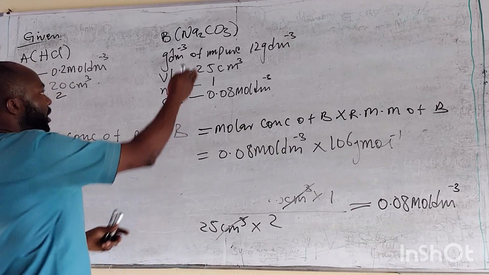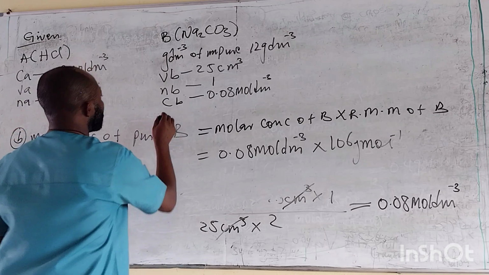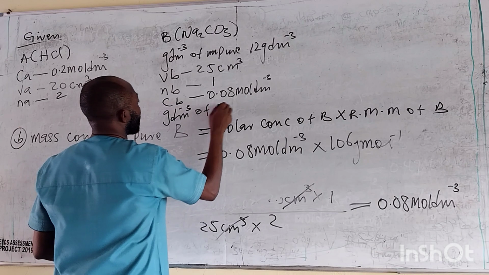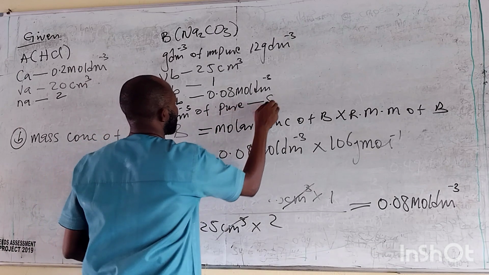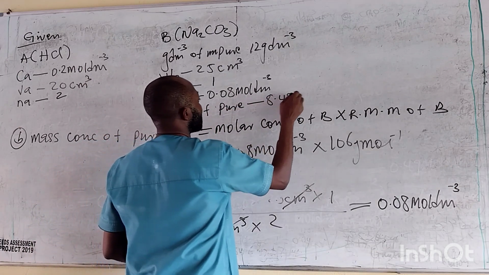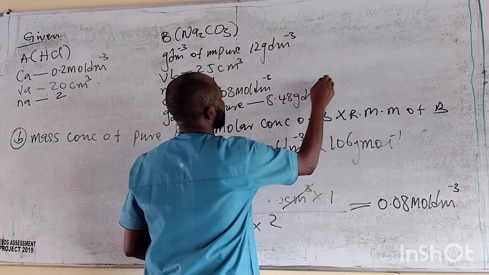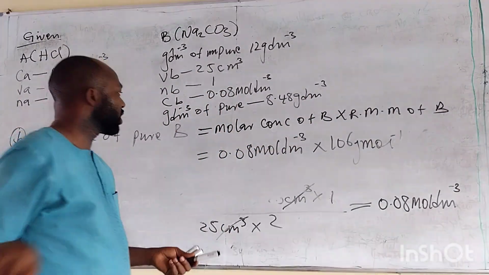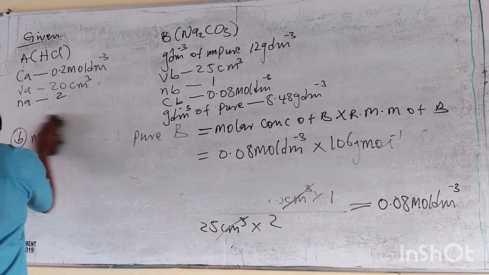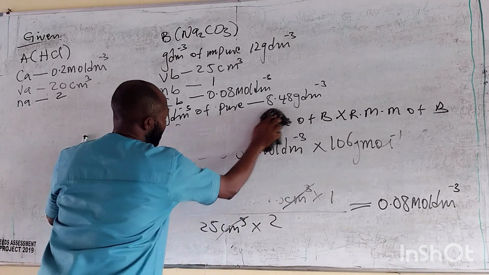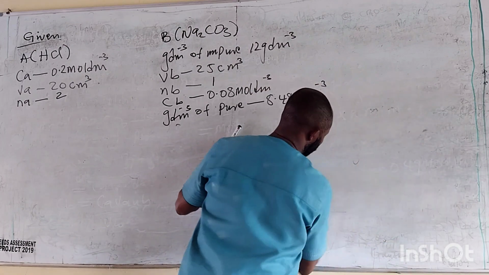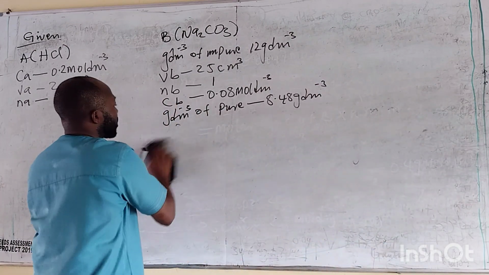So the mass count of pure is 8.48 g per dm cube. Now we're done with all that. Let's move straight to the question which they ask of us. We have to do a lot of things in order to get what we want. We must get ourselves acquainted with that.